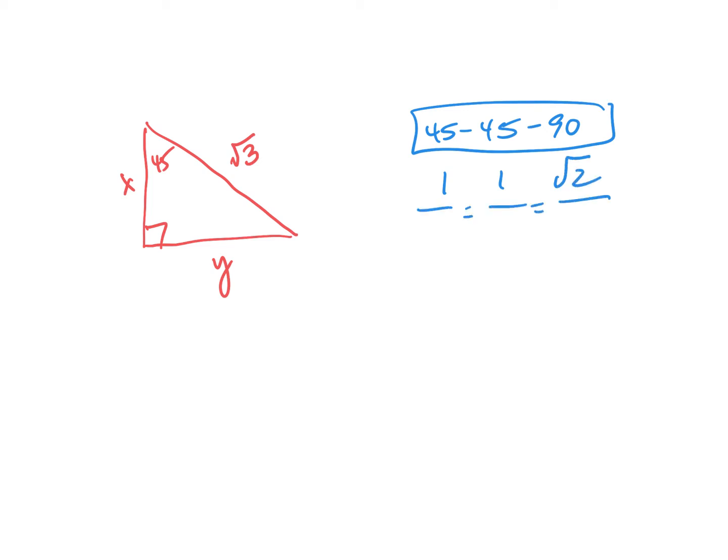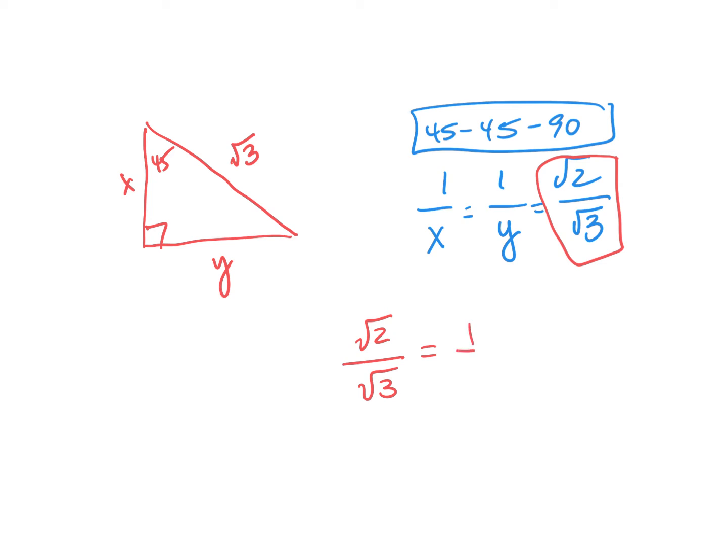You're always going to write that on every problem that's hard, that you need to do this too. So across from the first 45 is an x, across from the second 45 is a y, and then the other one is a root 3. Okay? And you have a full fraction, but it's an ugly full fraction. It's this one right here. You got it? So we're going to do root 2 over root 3 equals 1 over x.